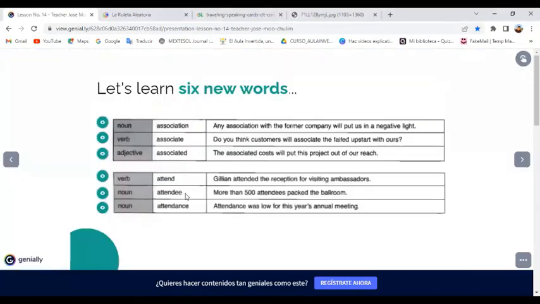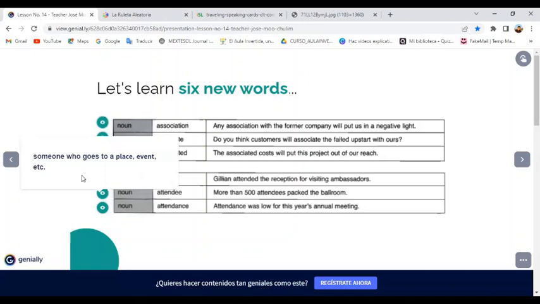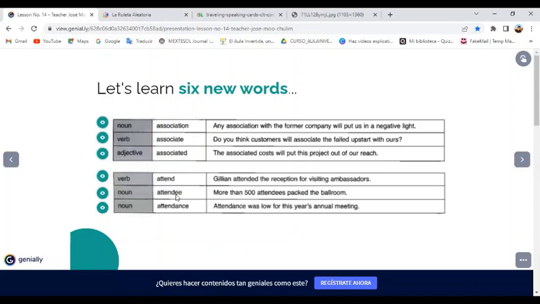So then we have the word attendee. Let's see what it means. Attendee is someone who goes to a place, event, etc. For example, Alicia mentioned that she will be attending a family meeting this weekend. So she is an attendee, okay? Attendee is someone que asiste a algún evento, alguna reunión, etc. Okay, for example, Edgar mentioned that he will be attending a meeting at 11 o'clock. So Edgar is an attendee, okay? Porque él va a ir a este evento, a esta reunión. ¿Queda claro? Es la persona. Yes.